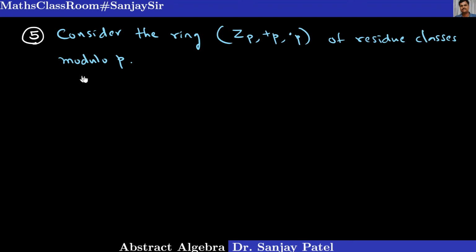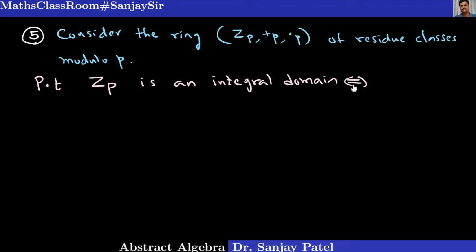So the problem I am interested in here is to prove that Zp is an integral domain if and only if p is a prime number. This is a very, very important result. Let us solve this.